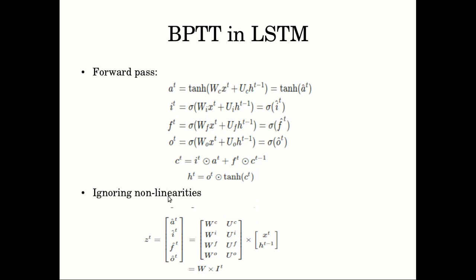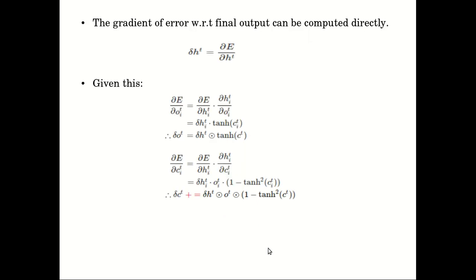Now let's ignore the nonlinearities and define ZT as a vector of all these components AT, IT, FT and OT. Ignoring the nonlinearities, we define it as the matrix product of the weight matrices WC, WI, WF, WO corresponding to each of these components, and UC, UI, UF, UO, times XT, HT minus 1, which is the input to the current time step, the current input and the output from the previous time step.